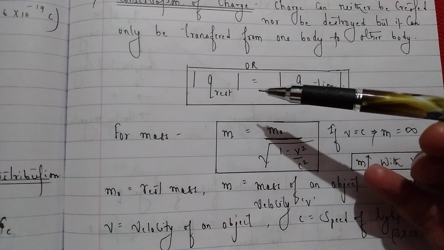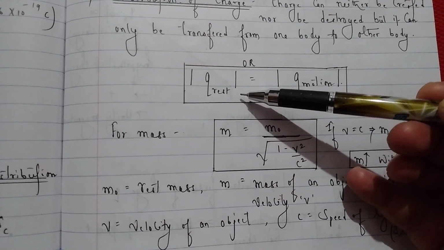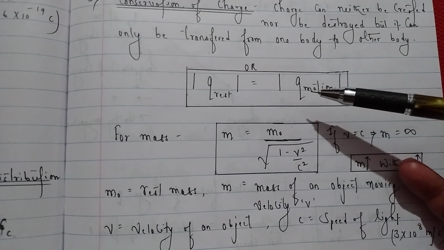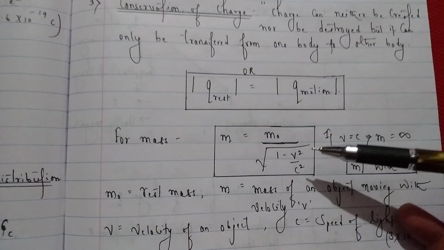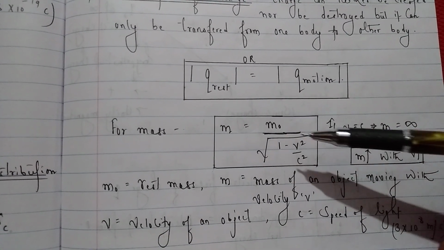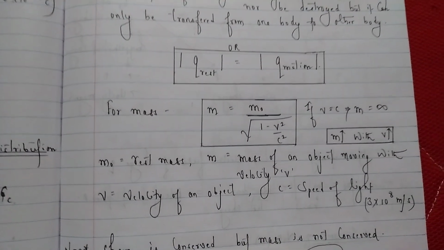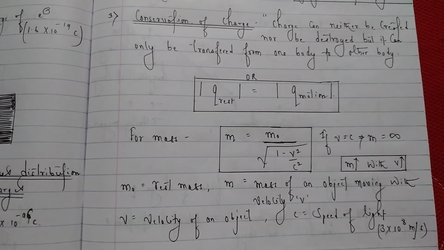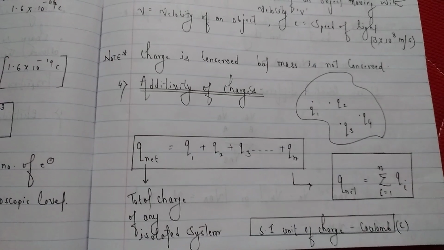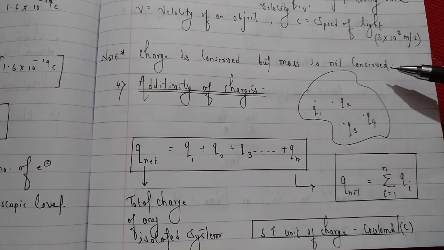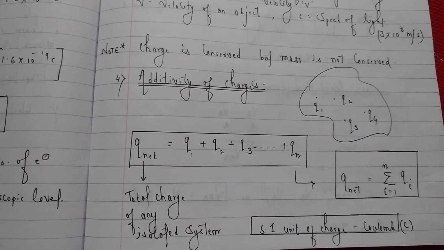Suppose we take an example that at rest the magnitude of charge is 5 coulomb, so in motion also it will remain 5 coulomb, whereas in case of mass, the mass changes with velocity. So we can say that charge is conserved but mass is not conserved. Here I have written this note also: electric charge is conserved, but mass is not conserved.